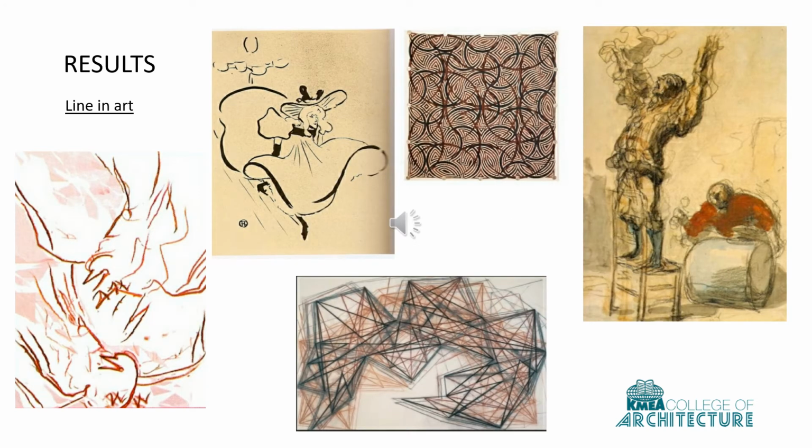Line in art. Different lines have different emotions. Here are examples of artists using lines to convey the emotions of the picture. Sometimes straight, sharp-edged lines give the emotion of stress and anger, some freely moving lines give the feeling of movement, and some curvy lines give confusion. Every line has different emotions to convey.